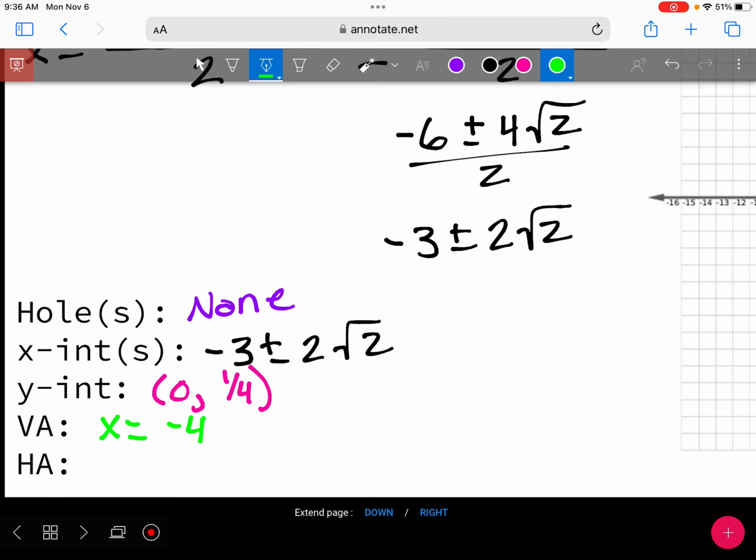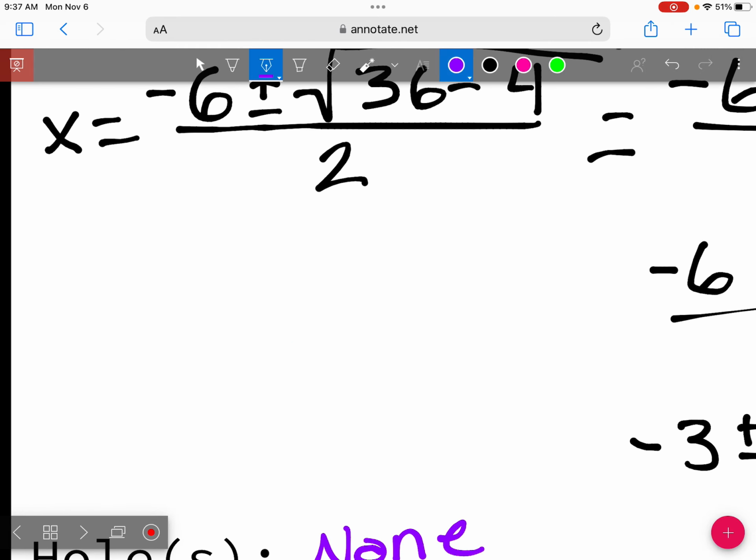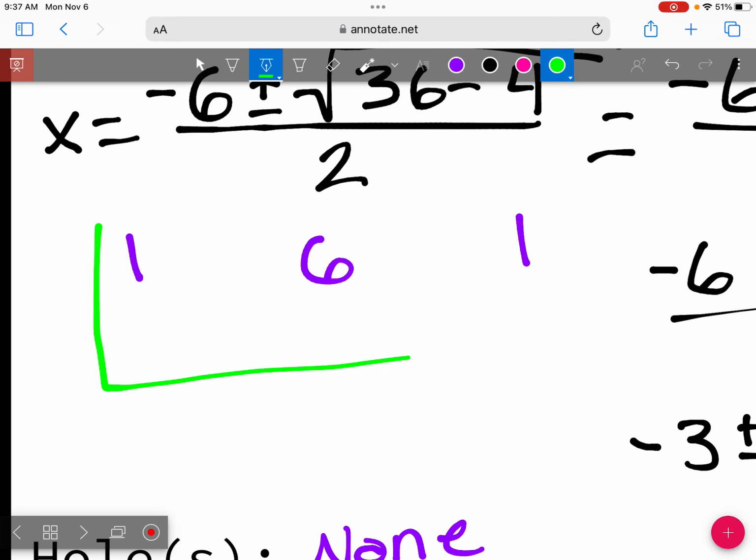I'm going to do synthetic because it's smaller space. So I'm going to do it in this little nook that I left myself. I'm going to take my coefficients of 1, 6, and 1, and we're dividing by the root of our denominator, negative 4. First term always drops. Multiply against the negative 4 and add those together. 2. Multiply against the negative 4, add them together.